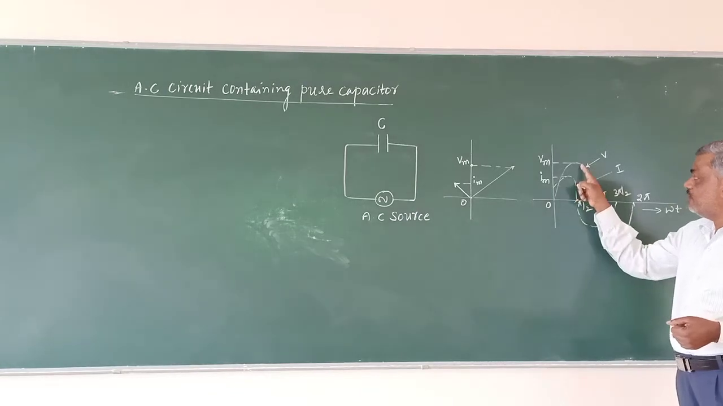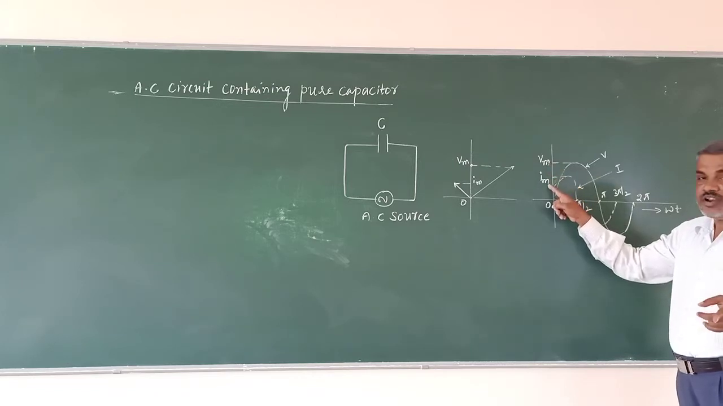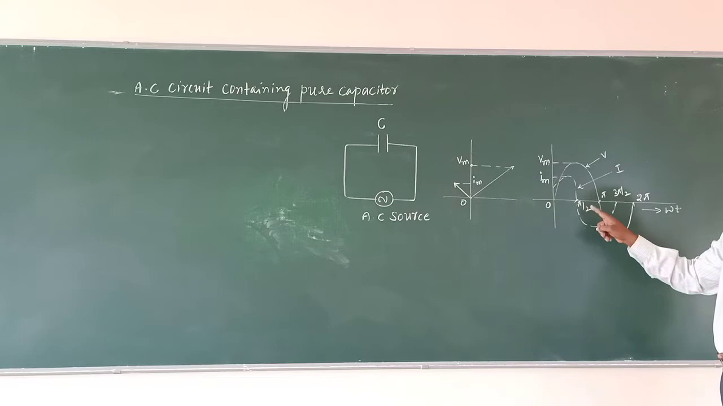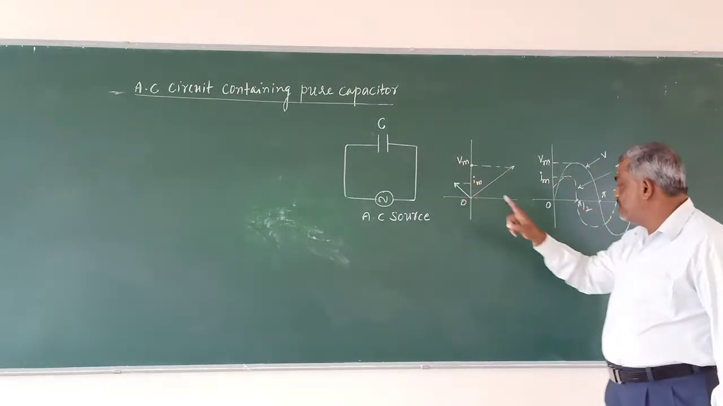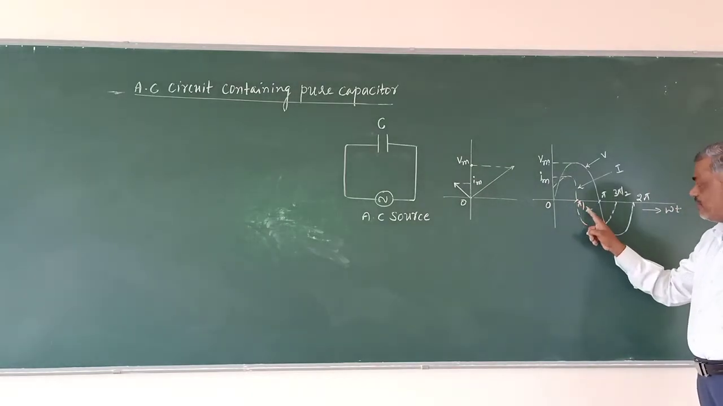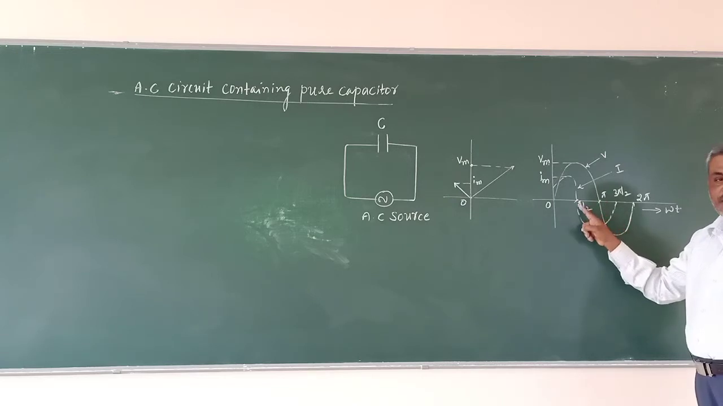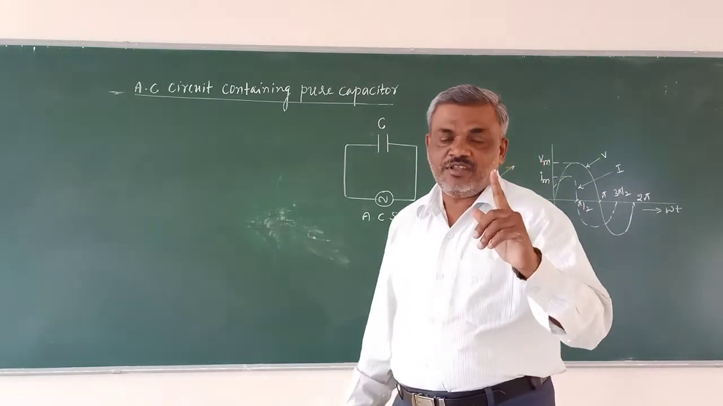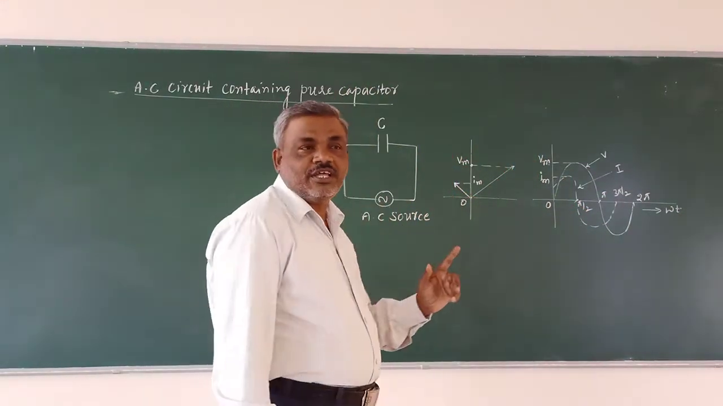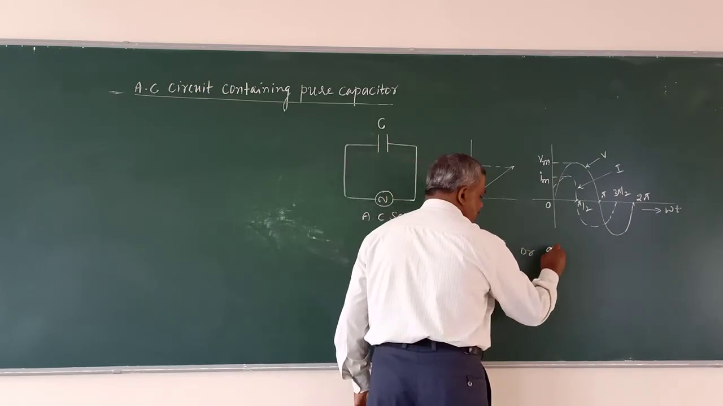So now we have two quantities, Vm and Im. Vm is the peak value of alternating voltage. Im is the peak value of alternating current. Now how much is the phase difference of voltage and current in a pure capacitor? Here the current is at pi by 2, the voltage at pi. The difference is 180 minus 90, so 90 degrees. So this is one more question: what is the phase difference between voltage and current in a pure capacitor? It is pi by 2 or 90 degrees.